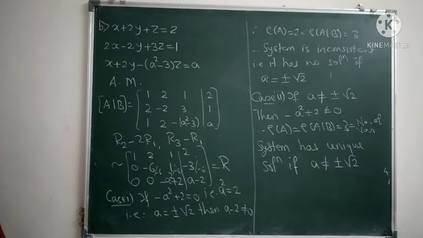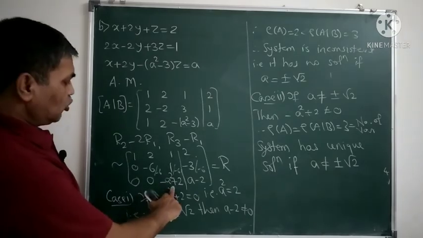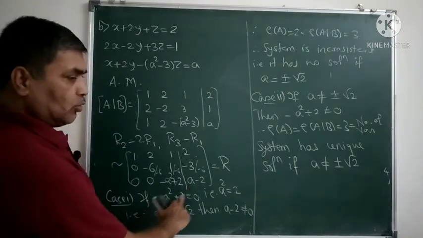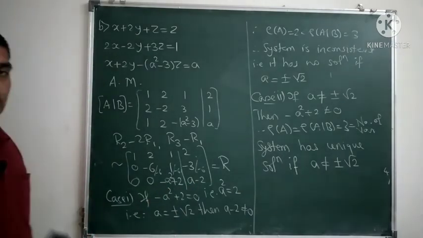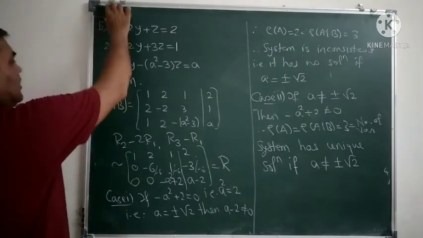And there is no case for infinitely many solutions. For infinitely many solutions, I want here to be 0, here to be 0, but that possibility is not there for any choice of A, and that's why the infinitely many solutions case is not there for any A. Okay. Next example.